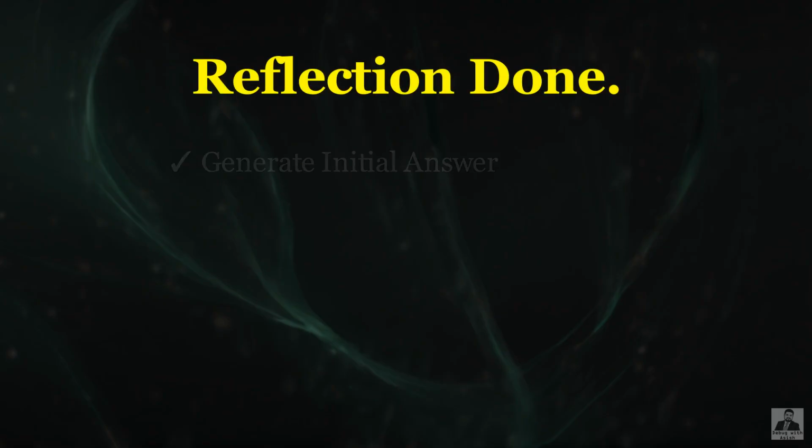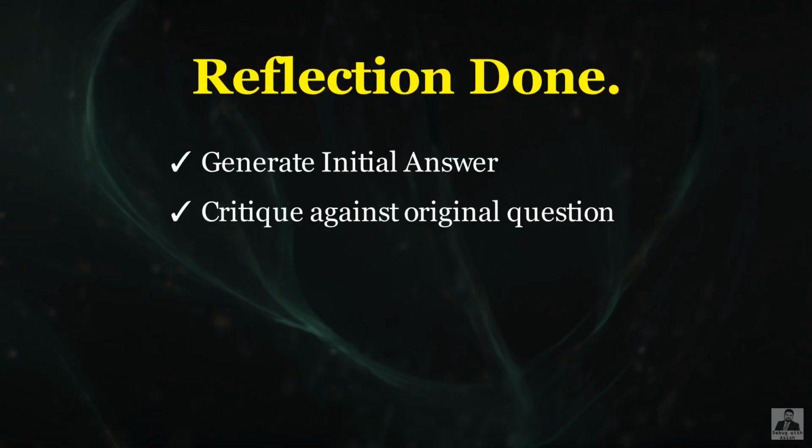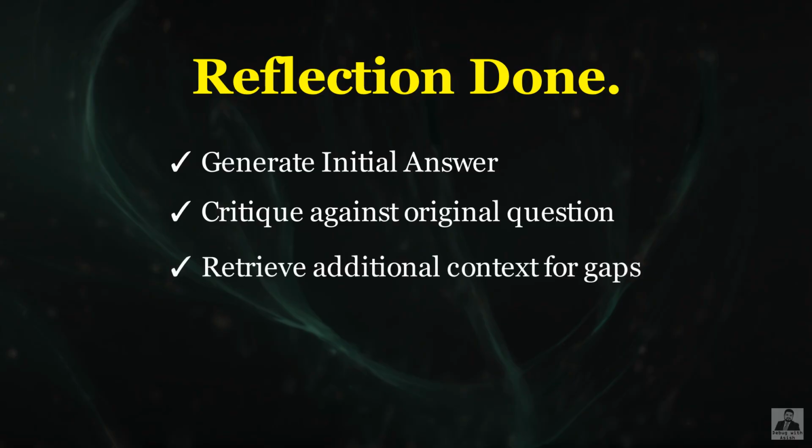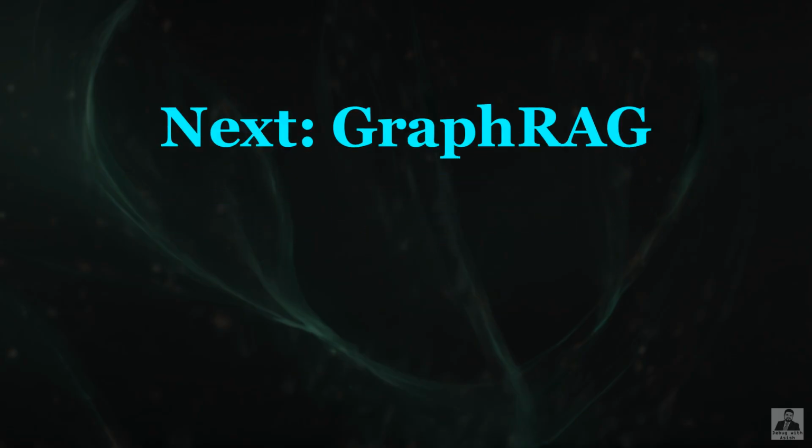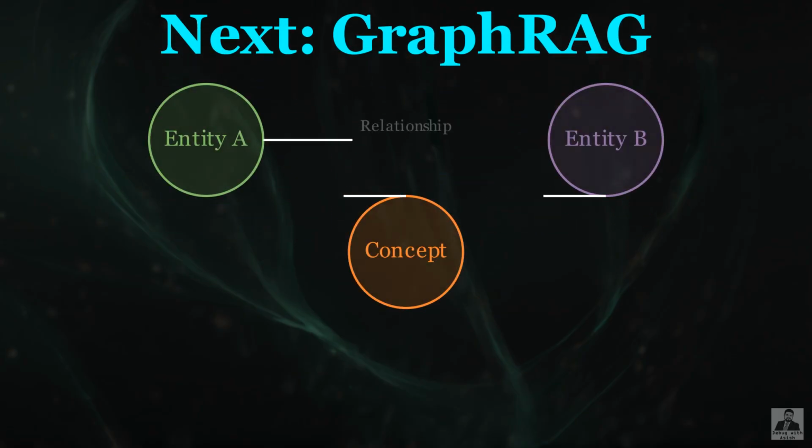You now have a self-reflection loop that generates an initial answer, critiques it against the original question, retrieves additional context for any identified gaps, and regenerates until the critique passes or the iteration limit is reached. In the next episode, we move to GraphRAG, a fundamentally different approach to knowledge representation that uses entity extraction and knowledge graphs to capture relationships between concepts that chunk-based retrieval cannot express.